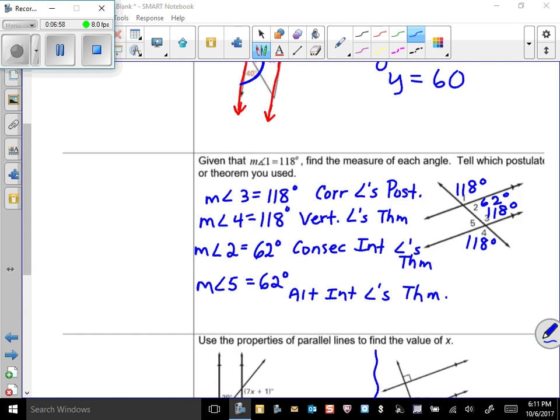Okay, so here are the answers for this first problem. We knew that the measure of angle 1 is 118. Always label your figure, and then we needed to use that to find the measure of the other angles. Now, there are several ways we could have done this.